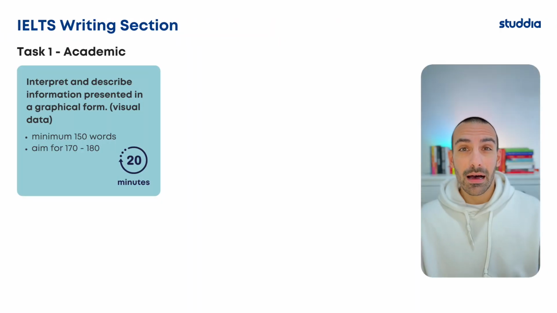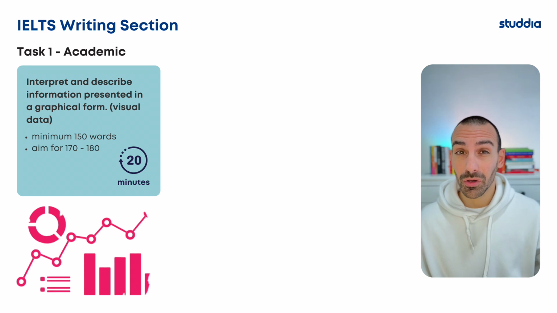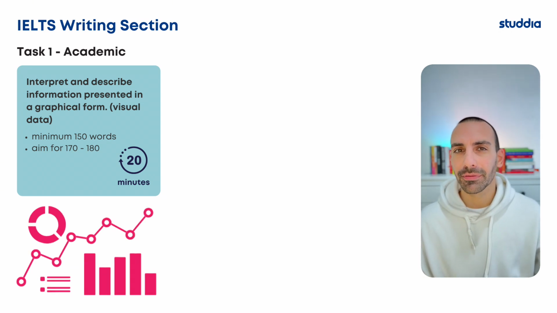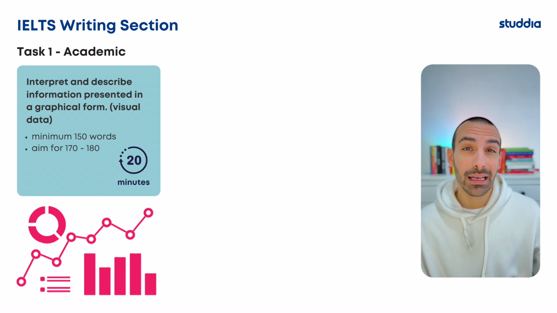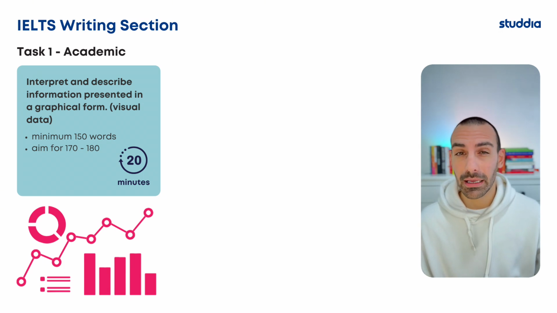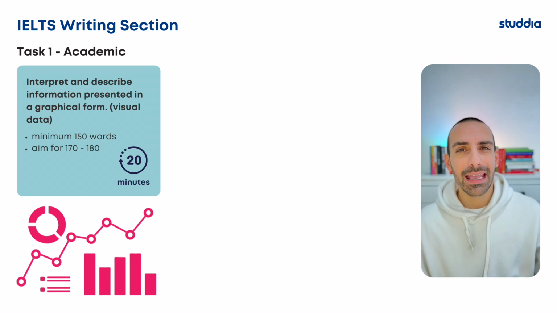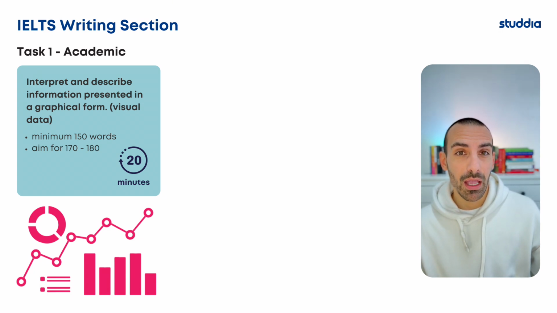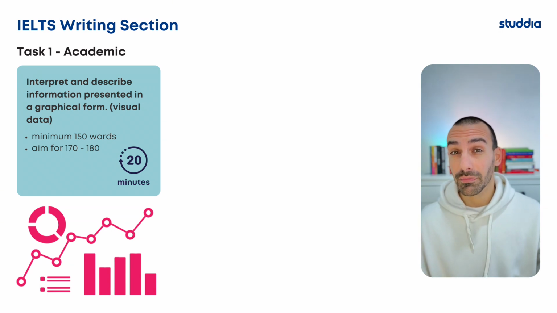If you're taking IELTS Academic, your first task will be to interpret and describe information presented in a graphical form. So you're looking at visual data. You'll be given a graph or a chart, a table, a map, or a diagram, and your job is to analyze it and describe it using a minimum of 150 words. If you're going for band 7 or above, you're aiming for 170 to 180 words.